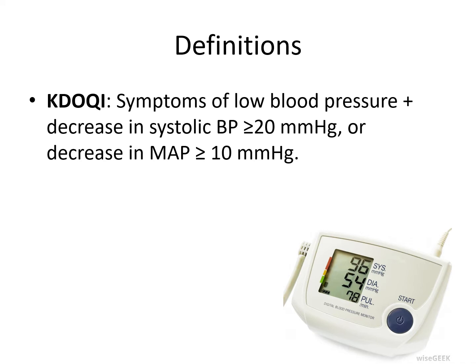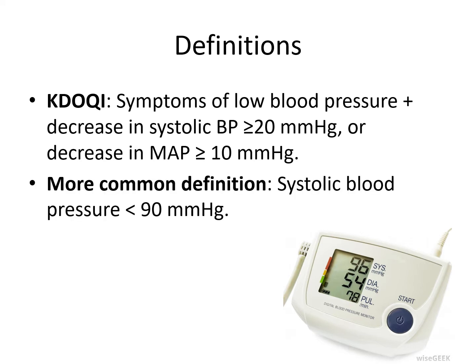And none of us is going to sit there calculating the mean arterial pressure, so I actually don't find that clinically useful. And in almost all dialysis patients, systolic blood pressure falls by at least 20 points, so I actually don't find this to be a very useful definition. The one that most of us use is a systolic blood pressure of less than 90. You could say less than 100, but just picking an absolute number I think is easier to work with.